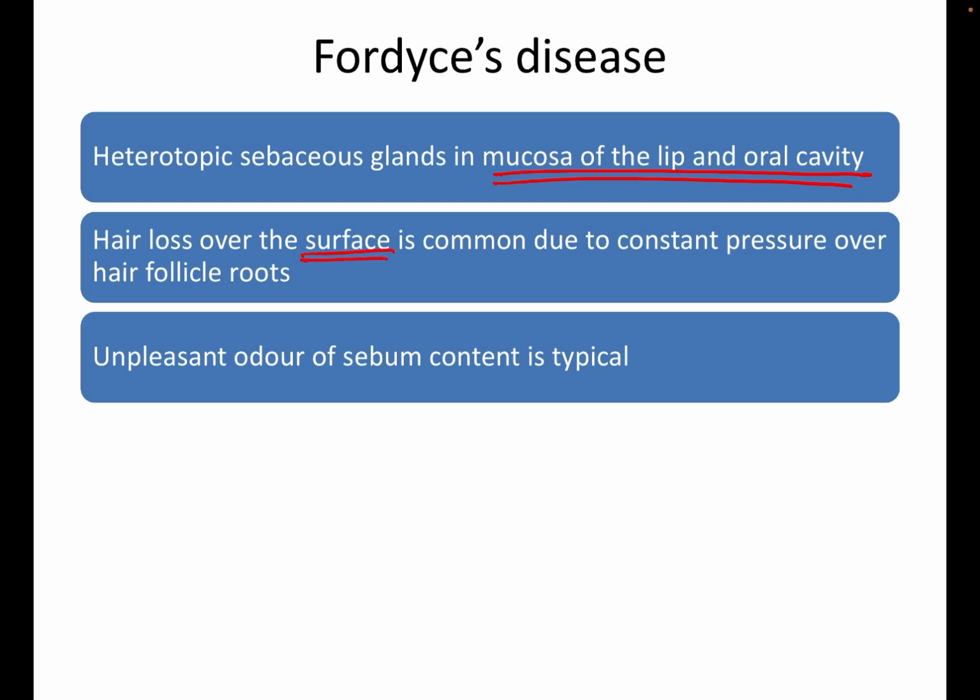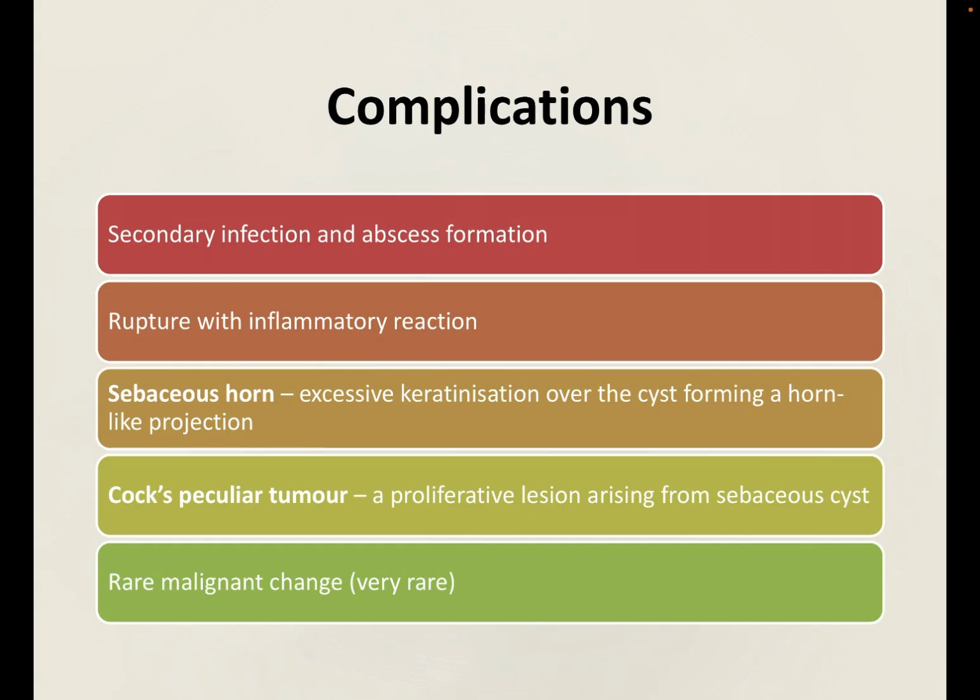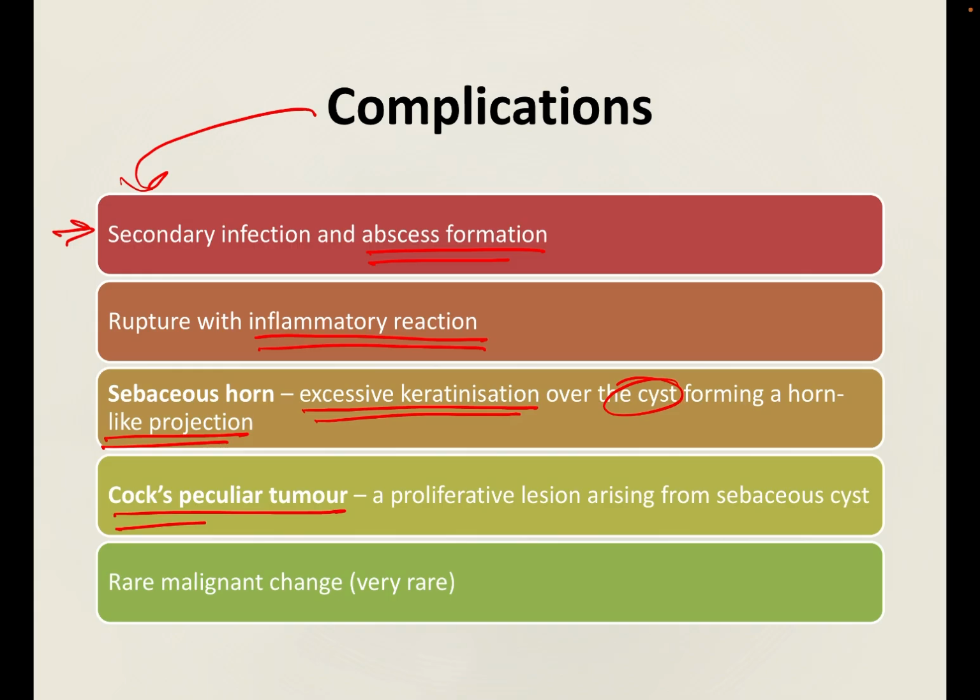Hair loss over the surface is common due to the constant pressure over the hair follicle roots. Unpleasant odor of sebum content is also typical. Secondary infection and abscess formation are the main complications, and there can be rupture with inflammatory reaction. Sebaceous horn, where there will be excessive keratinization over the cyst, forming a horn-like projection. Cock's peculiar tumor is a proliferative lesion arising from the sebaceous cyst. There is a very rare chance of malignant transformation.